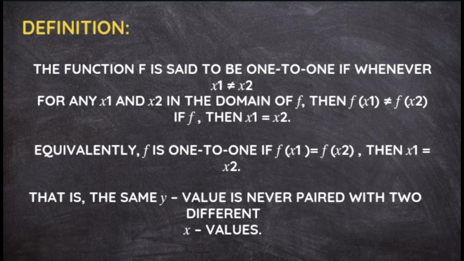Equivalently, f is one-to-one if f(x sub 1) equals f(x sub 2), then x sub 1 equals x sub 2. That is the same as saying a y value is never paired with two different x values. In simpler terms, if the function values of two distinct inputs are not equal, then the inputs must also be different. This ensures that each unique input corresponds to a unique output, preventing two different inputs from producing the same output.